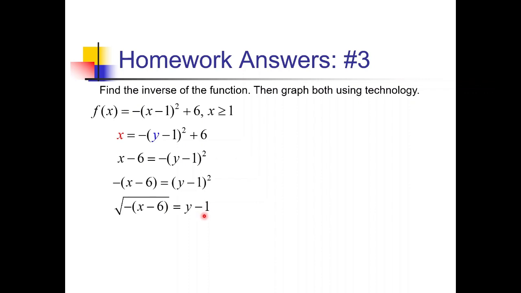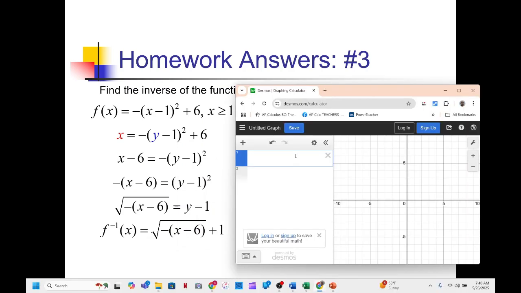And then one final step, just add 1 to the other side. So we have f inverse equals all this square root stuff plus 1. And again, the stuff inside the square root, you could call this 6 minus x if you wanted to. So let's graph this on Desmos.